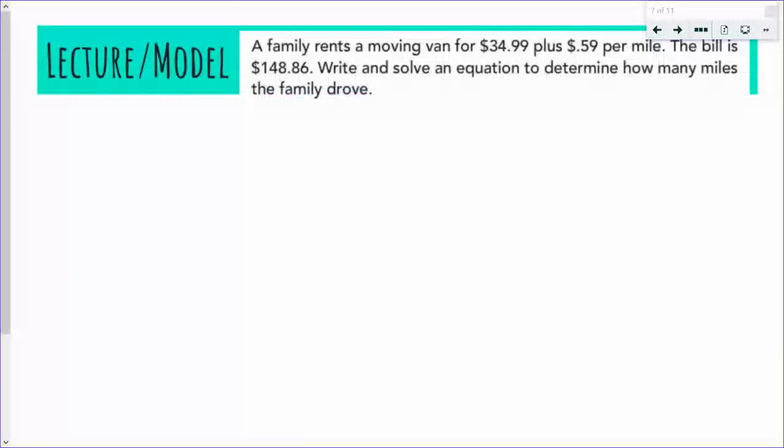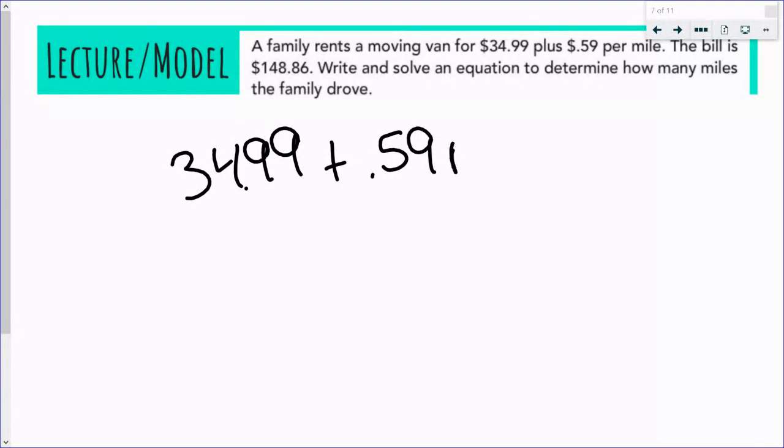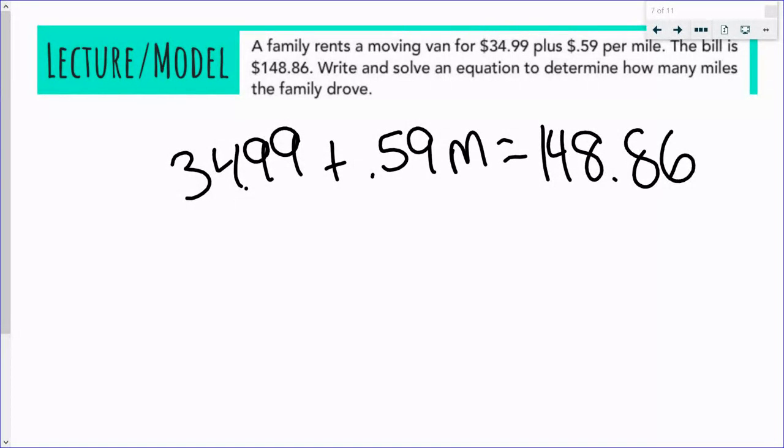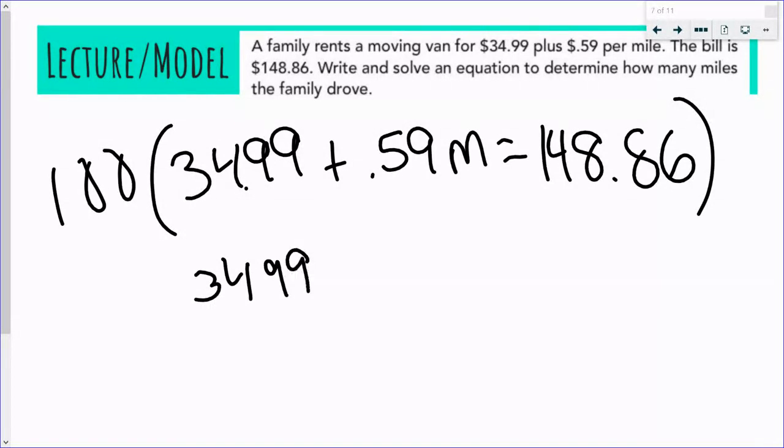Okay. A family rents a moving van for $34.99 plus 59 cents per mile. The bill is $148.86. Write and solve an equation to determine how many miles the family drove. So we've already written the equation, the $34.99 plus the 59 cents per mile, and everything's going to equal $148.86. I noticed that there are two places after each decimal, so I'm going to multiply this entire equation by 100 to clear those decimals out.